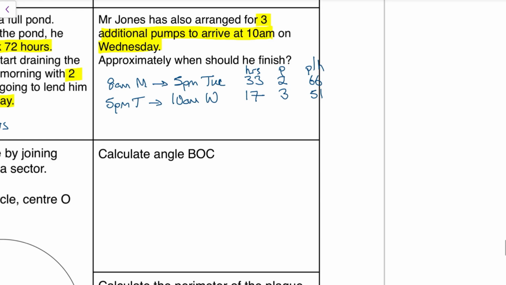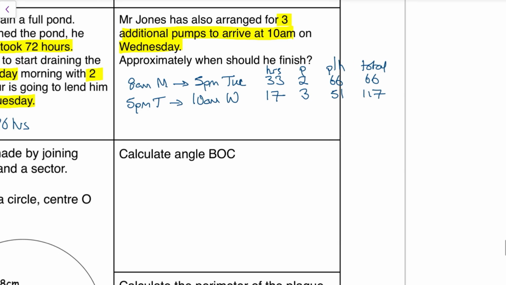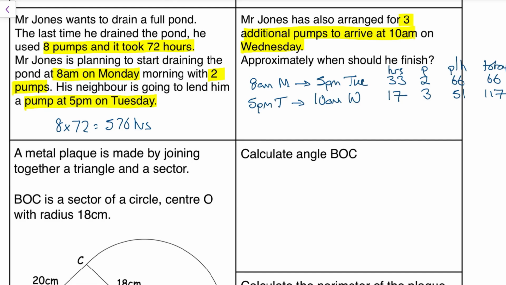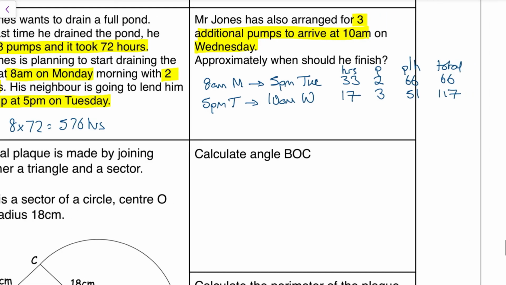Now, let's just keep a running total. So we'll call it total. This is 66 plus 51, which is 117 pump hours in total. Remember, I need 576. So I've got a long way to go.